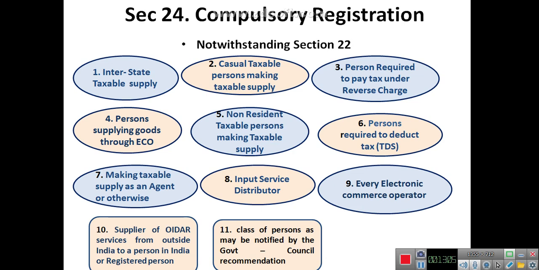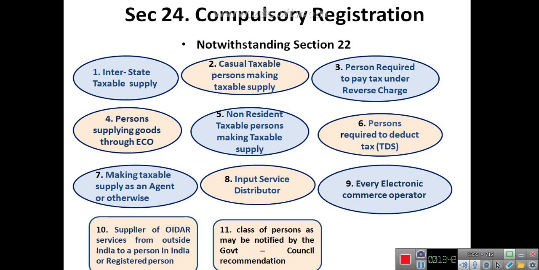Any non-resident taxable person is also required to register under GST. Persons who are required to deduct tax at source also have to compulsorily register under GST. Any supply done by an agent or otherwise, and an input service distributor, also have to compulsorily register. Every electronic commerce operator has to register.